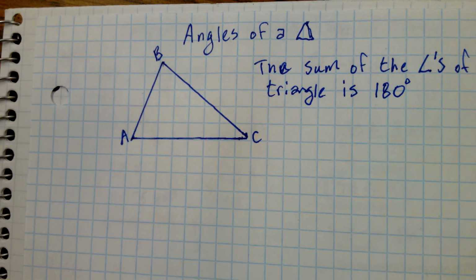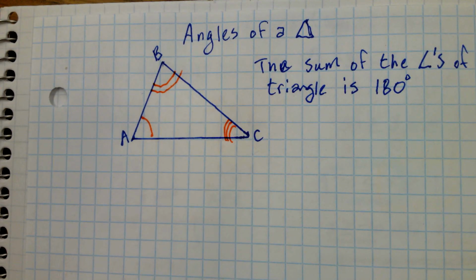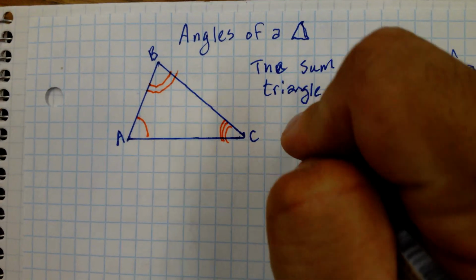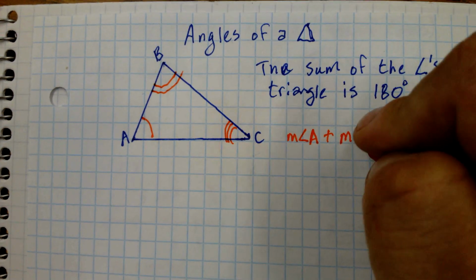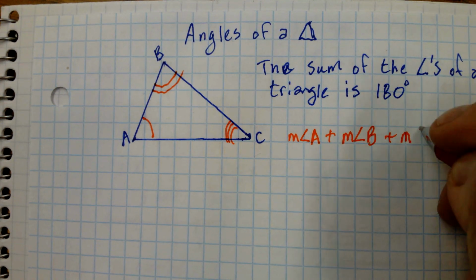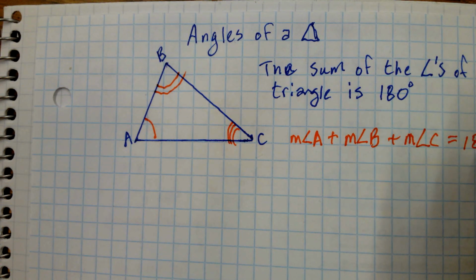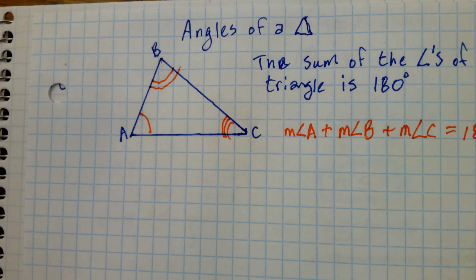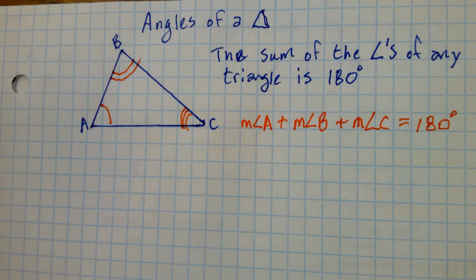And if you labeled your triangle ABC like I did, A, B, and C, put 3 loops on C, then this is true about that. The measurement of angle A plus the measurement of angle B plus the measurement of angle C equals 180. Okay, there it is. So go ahead and write that down.